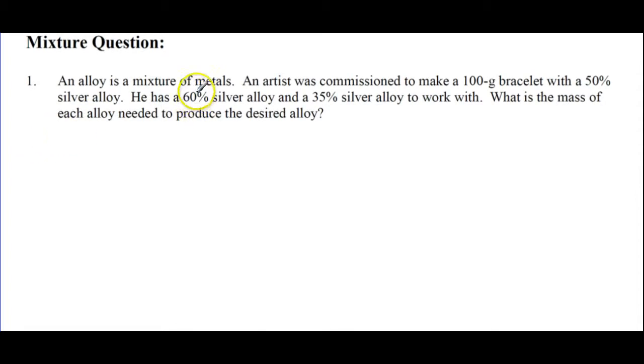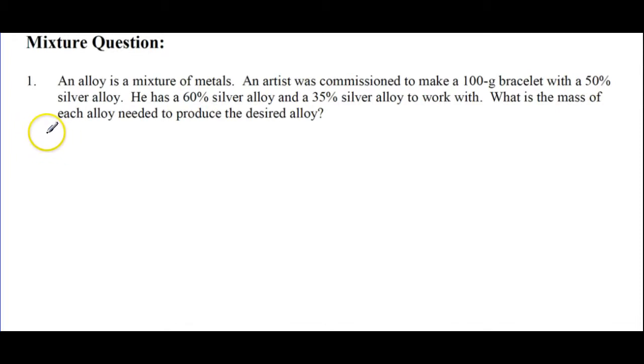So in other words, if we melt down some of the 60% and some of the 35% and mix that together, we can get any strength we want between 60% and 35%. We can't go above 60% because this would be diluting it, and we can't go below 35% because that's the lowest we've got, but we can go anywhere in between, and 50% is in between.